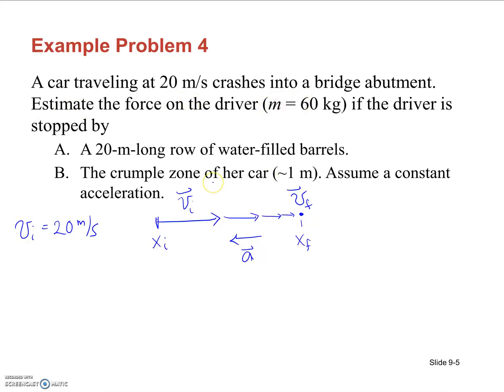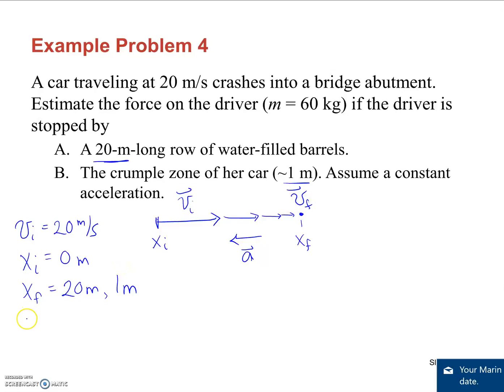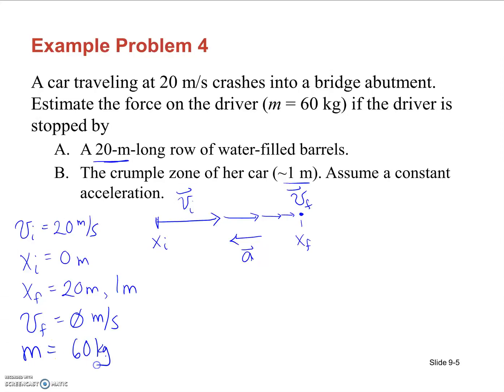We have the mass here, but let's look at the kinematics a little bit, because we know we've defined a coordinate system. Here's our initial position. Let's call x initial equal to 0. Then our x final, well, it's either going to be 20 meters or 1 meter, depending on which problem we're on, A or B. What's our final velocity? If you said 0, you were correct, right? We're coming to a stop. The mass of my driver is 60 kilograms. Okay, is that everything? I've got the initial velocity, I've got the mass, I've got my initial and final positions. I think that's all that I know.